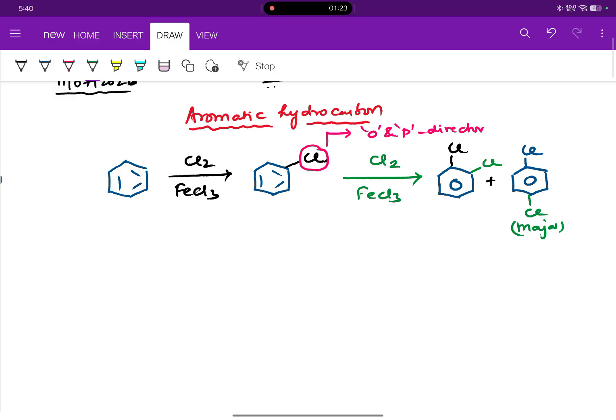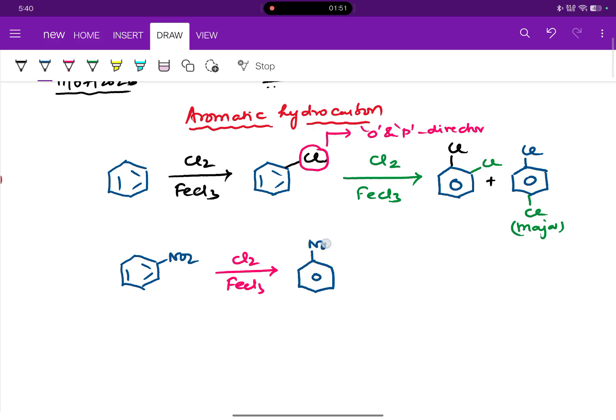Now, depending on the group that is attached to the benzene ring, the incoming group can go to any position. For example, instead of chlorobenzene, if you take a molecule like nitrobenzene and do chlorination on that, you'll get only one possible product.